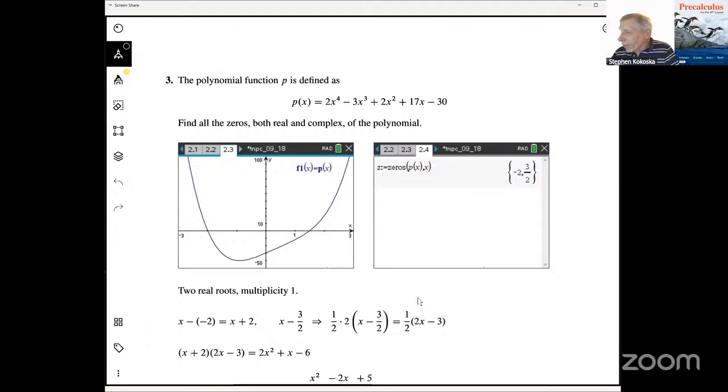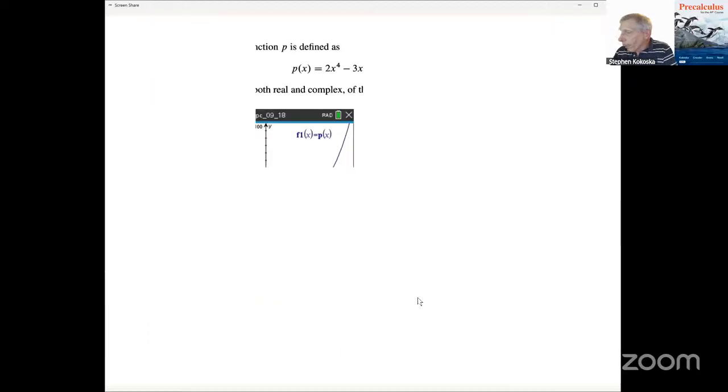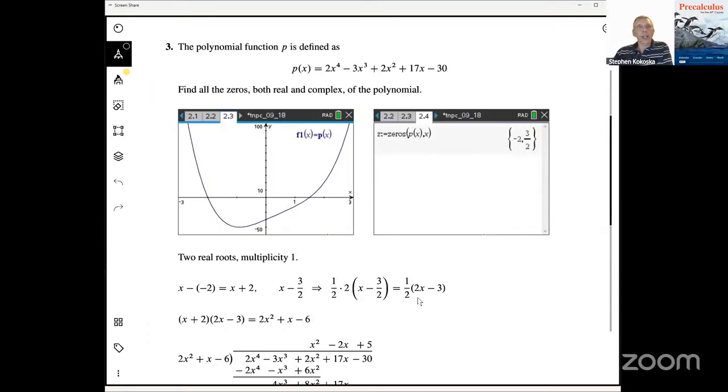So in 3, we have another polynomial function p. This is a 4th degree polynomial. We're going to do several things here. We're going to first try to find all the zeros, both real and complex, of this polynomial. Okay. Well, how the heck am I going to do this one?